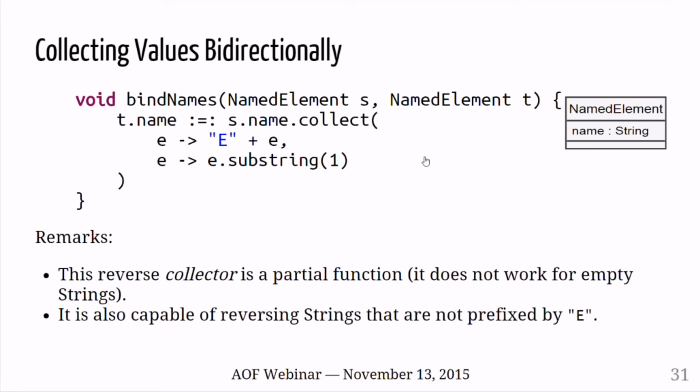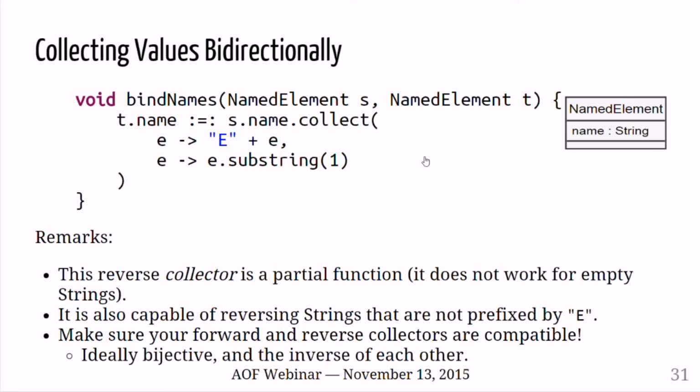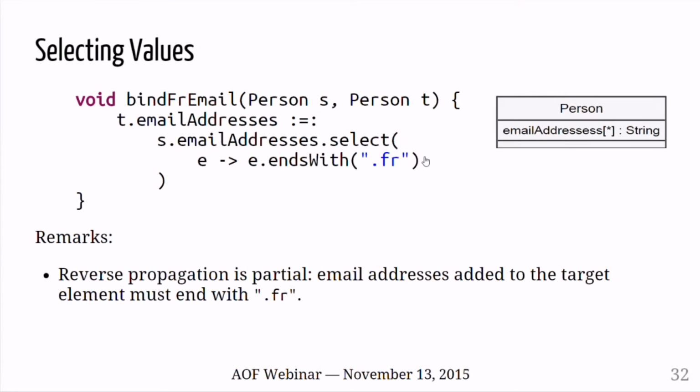But that illustrates what we mentioned earlier, that you have to decide which reverse collector you want in which context. And basically, it's up to you to make sure that your forward and reverse collectors are compatible. Ideally, of course, if the function is bijective, then the functions should be the inverse of each other. But in other cases, it can be a bit more tricky to decide what you want to do.